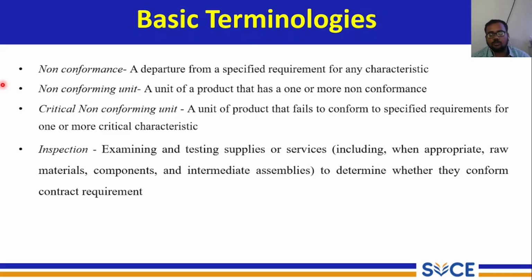A unit of product which fails to conform to a specific requirement for one or more critical characteristics. Say, for example, an ideal characteristic of a helmet is that it should not undergo deformation when a heavy load is applied. That is a critical characteristic. If that characteristic fails, you can list out 2 or 3 characteristics, of course there could be others too. If the key characteristic fails, you call that a critical non-conforming unit.